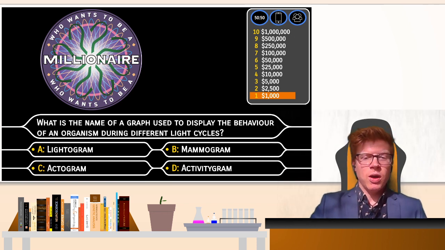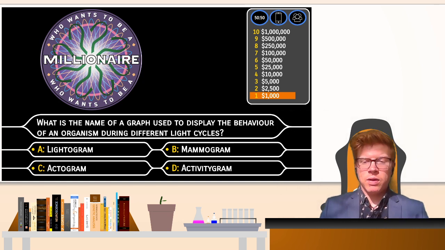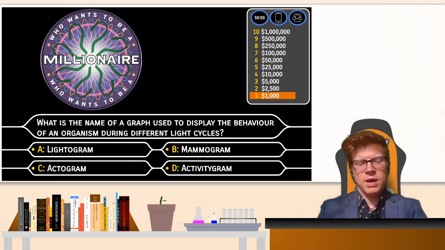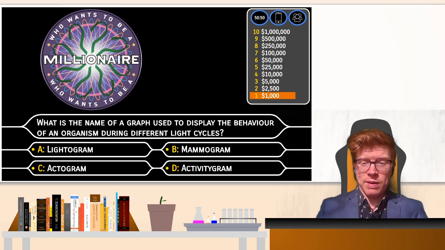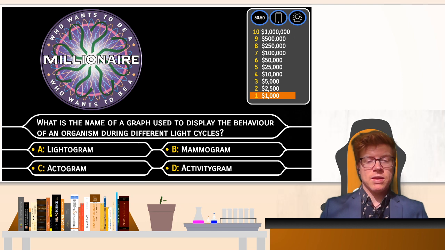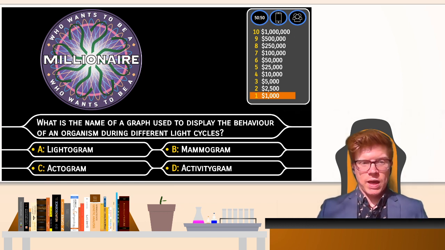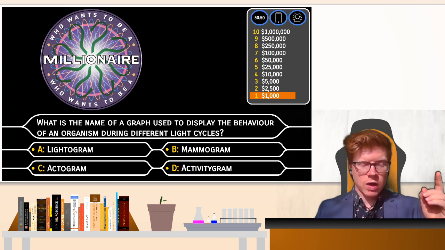First question. What is the name of a graph used to display the behavior of an organism during different light cycles? Is it A, a lithogram? Is it B, a mammogram? Is it C, an actogram? Or D, an activitygram?